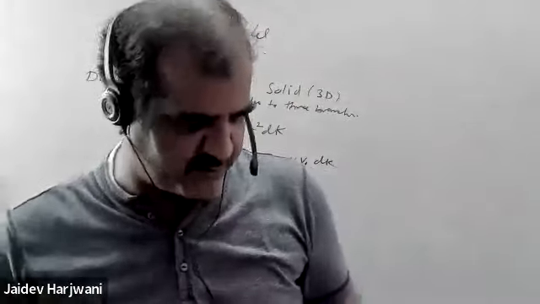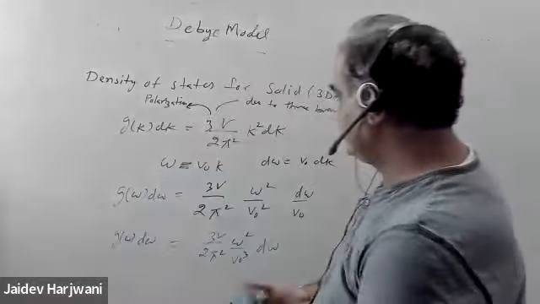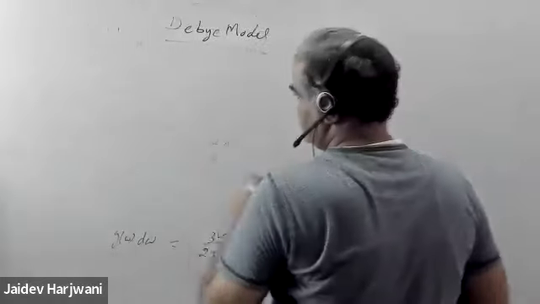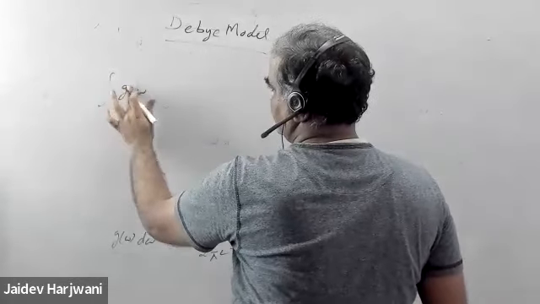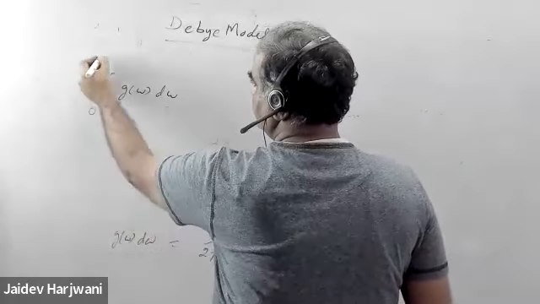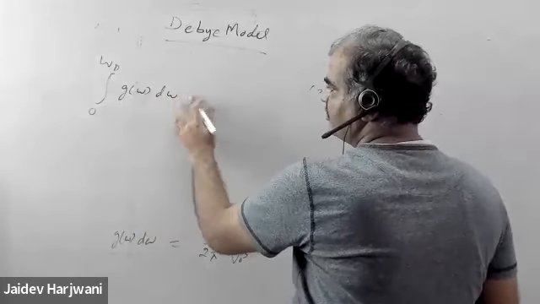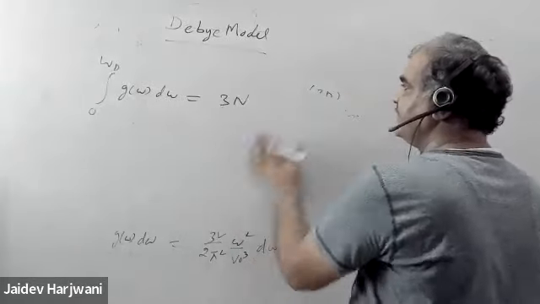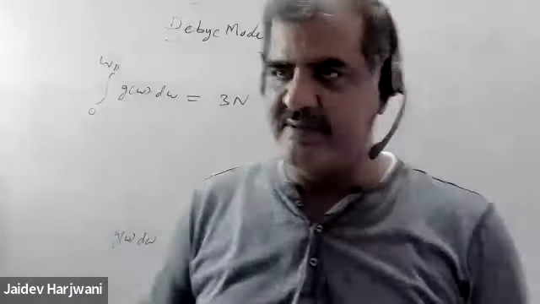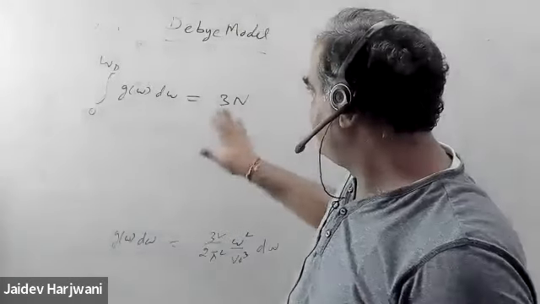I have told you to write that one also. In a monatomic solid, if I integrate this g(omega) d omega from 0 to omega_D, I should get the total number of modes. And total number of modes equals what? 3N, where N is the number of atoms. In one dimension, N atoms give N modes. In three dimensions, because three branches are there, we have 3N modes. So this should be equal to 3N.